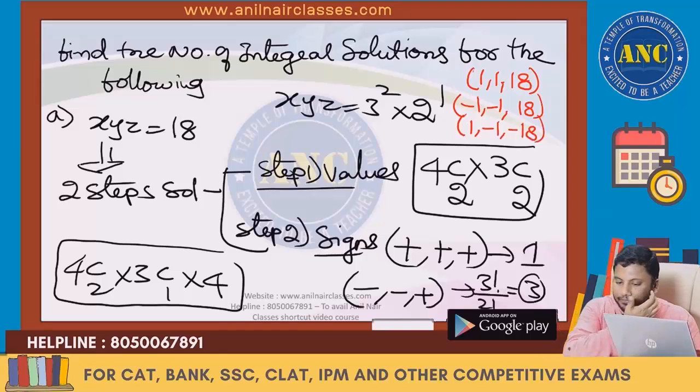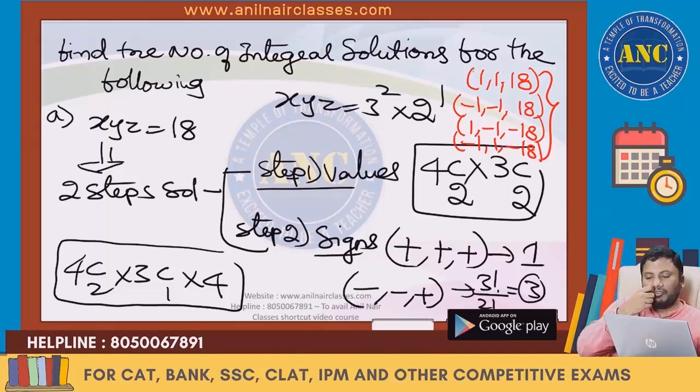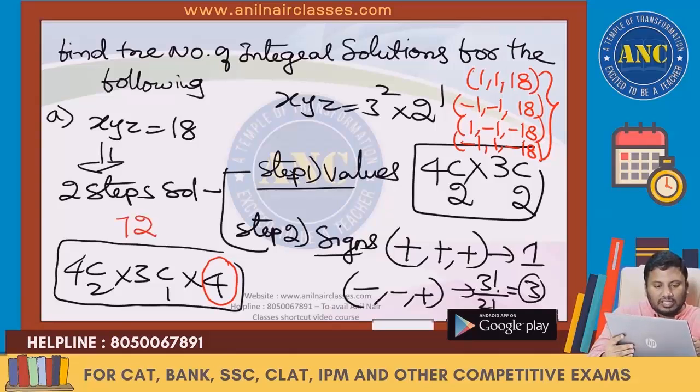I hope it is clear, minus 1, minus 18. For every value, there are 4 choices that will come. So 4C2 into 3C2, 6 into 3, 18, 18 into 4, answer is 72. I hope it is clear.